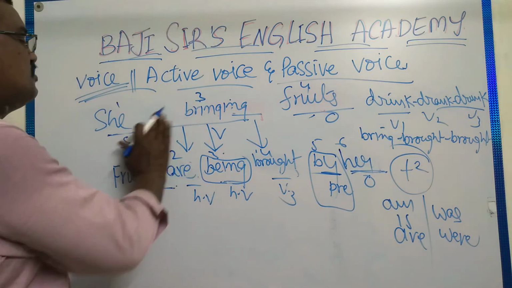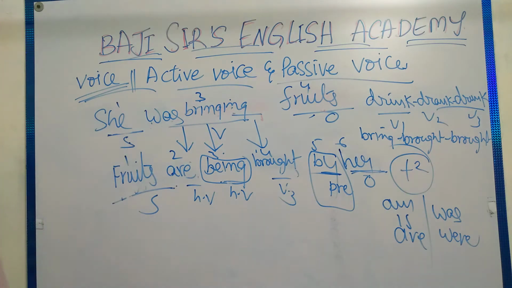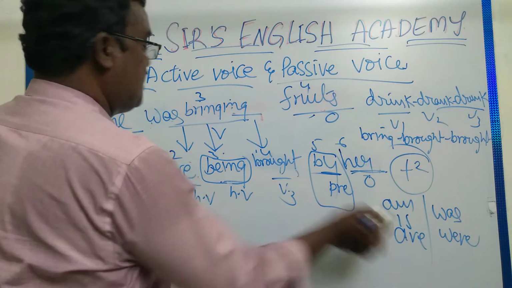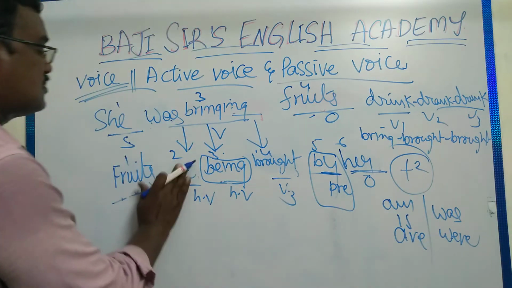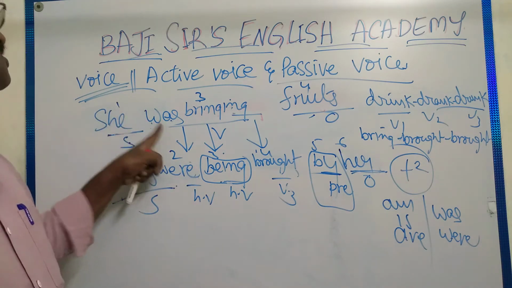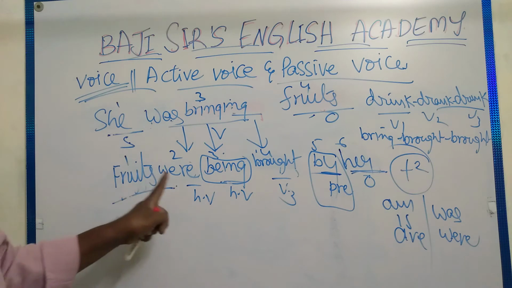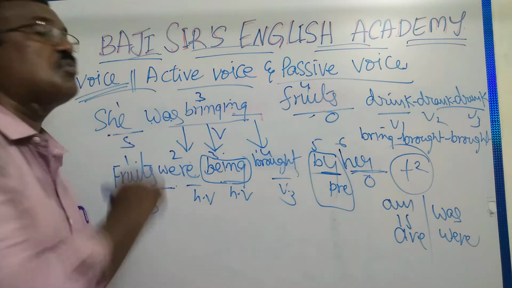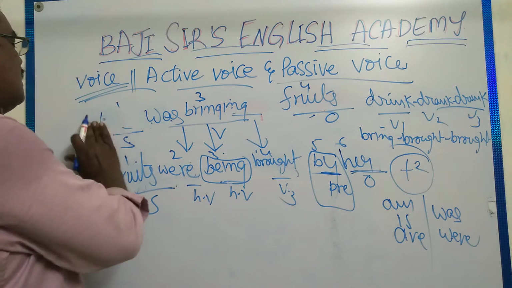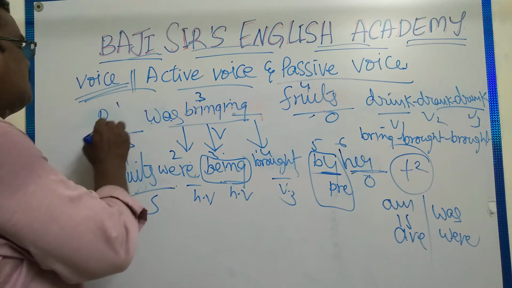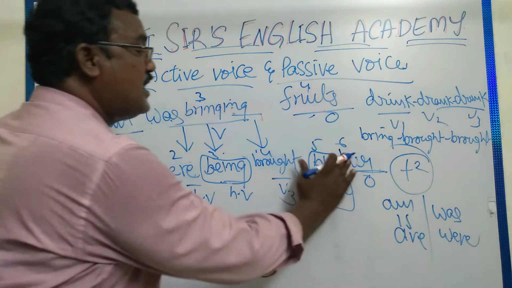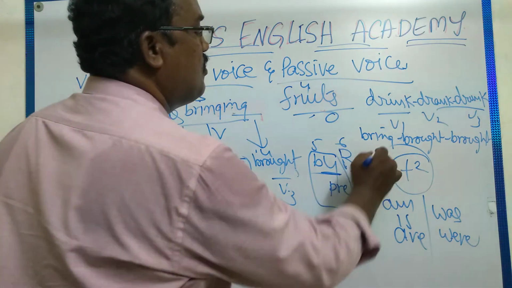For example, she was bringing, past continuous tense. She was bringing fruits. Now fruits is there. Here this is what? Present tense. Was means past tense. So past verb we have to take. So fruits were. She was, she singular, was. Fruits plural. That's why the verb we have to write accordingly. So fruits were being brought by her. For example, Ravi is there. Ravi was bringing fruits. Fruits were being brought by Ravi. Here automatically the name is there, name only we have to write.